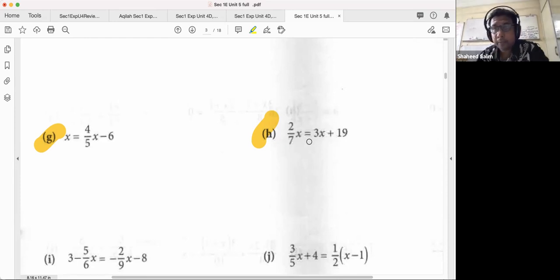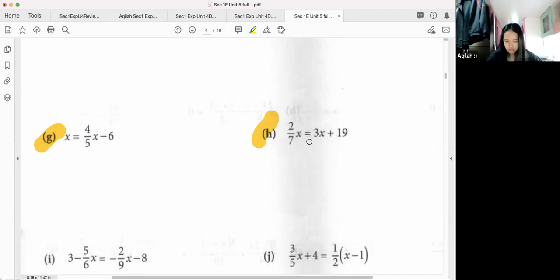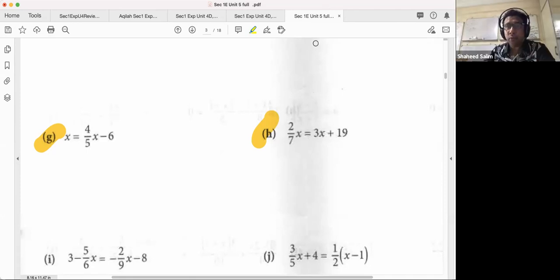Are you okay, Aqilah? Yeah, I'm working on it. Is x equals to negative 7? Negative 7. Could I have a look? Oh, yeah, negative 7. Hold on, 2 times 7. I made a mistake. Hold on. Yes. Well done, well done. You are not confused, eh? No. Okay, great.